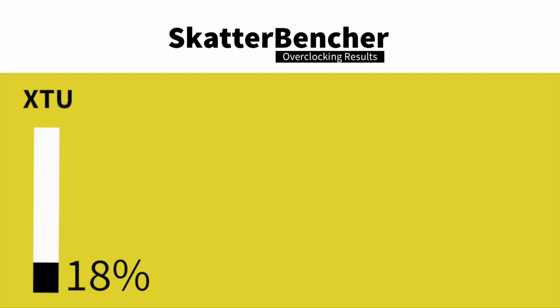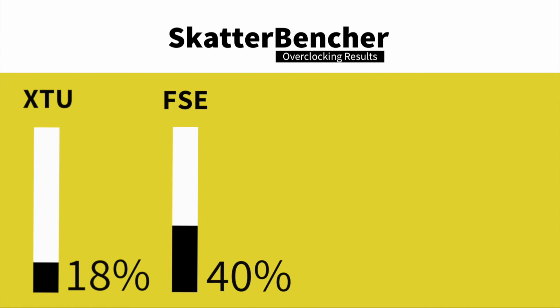In a final round of benchmarking, we see that the XTU performance has gone up to 1,271 points, which is 18% over stock performance. In FireStrike Extreme, we see that our performance went up to 6,665 points, which is almost 40% over stock performance. This is thanks to the 1,427 MHz GPU frequency and 3.8 GHz memory frequency.